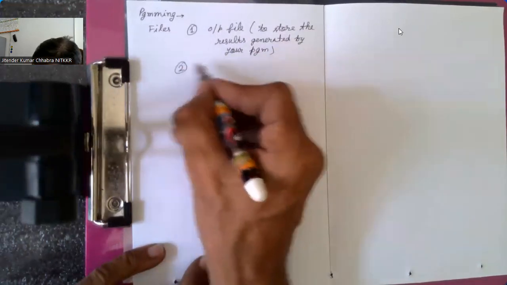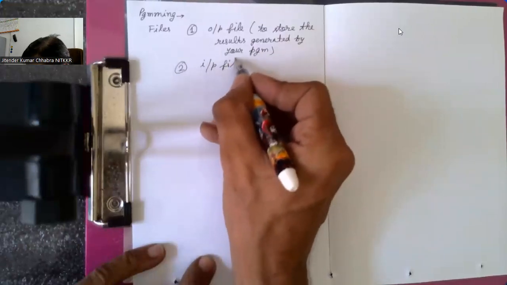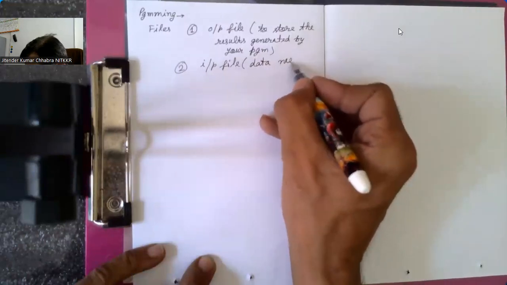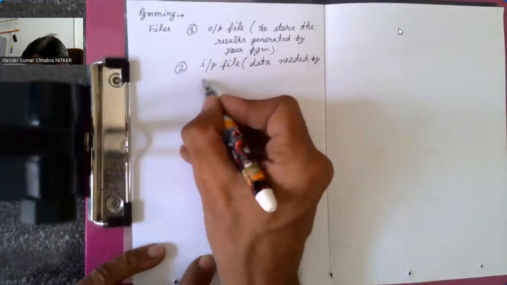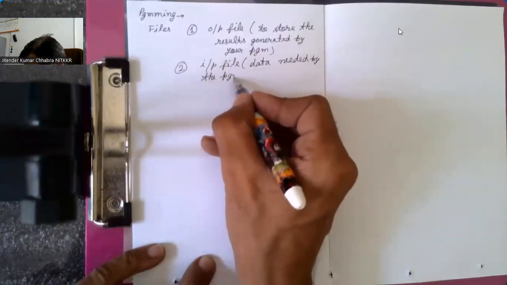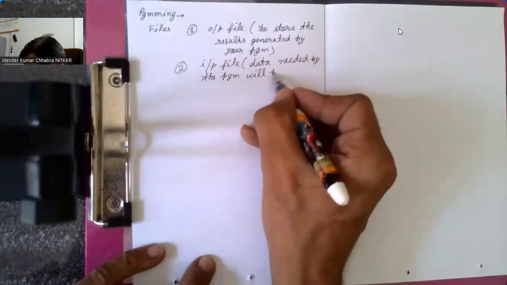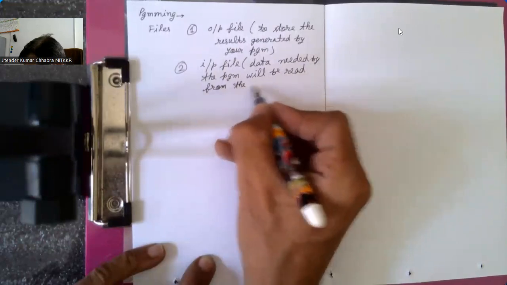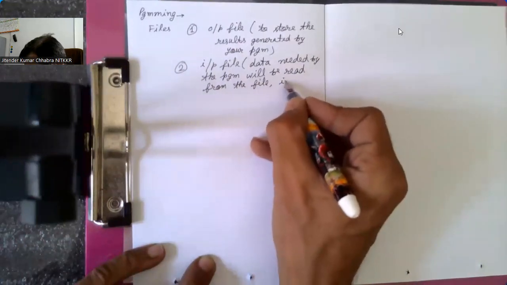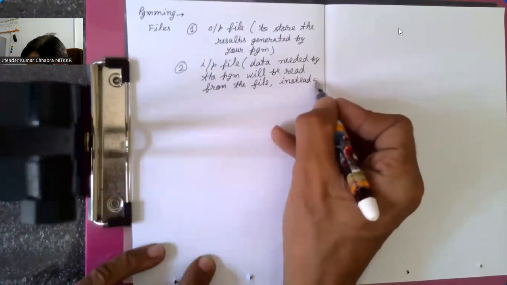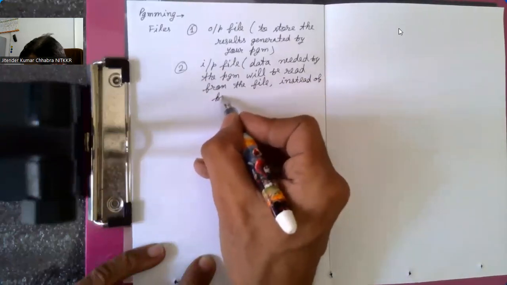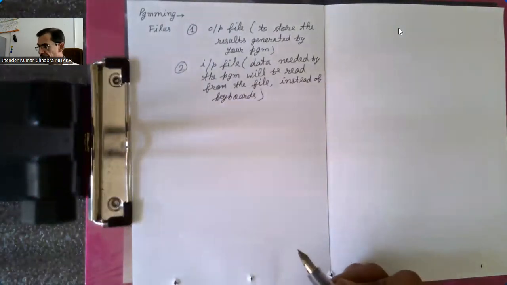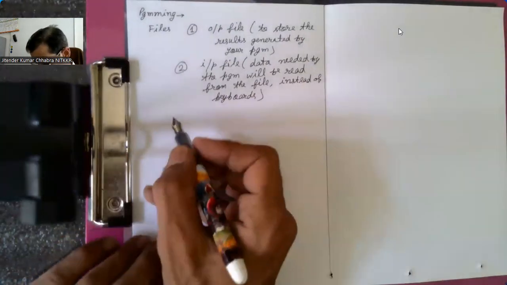And second, I might use an input file, which means the data needed by your program will be read from the file, not from keyboard, instead of keyboard. So these are the two kinds of files. And you might be willing to use both of these. So we will do programming for both of these one by one.